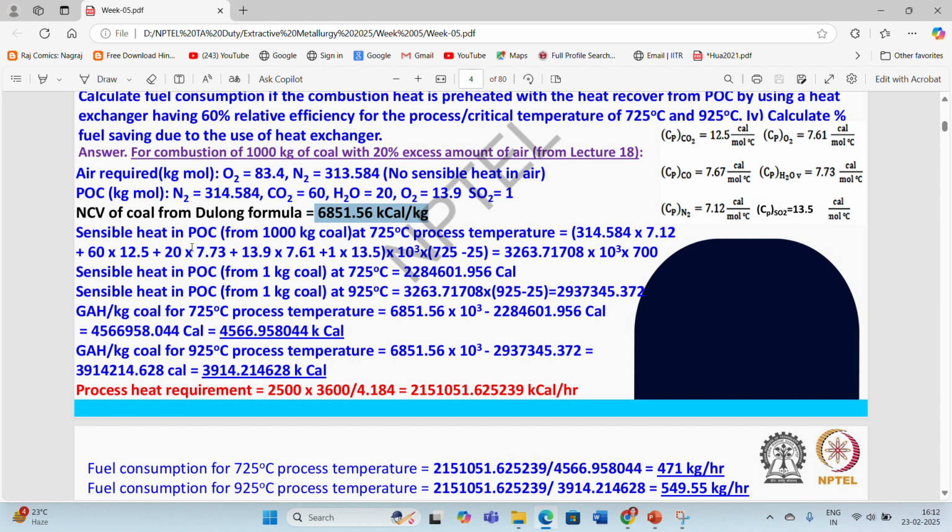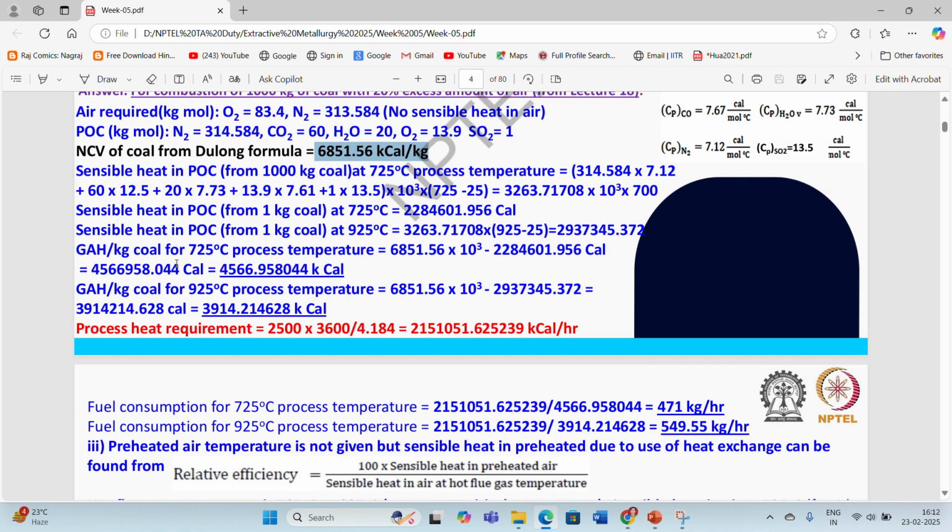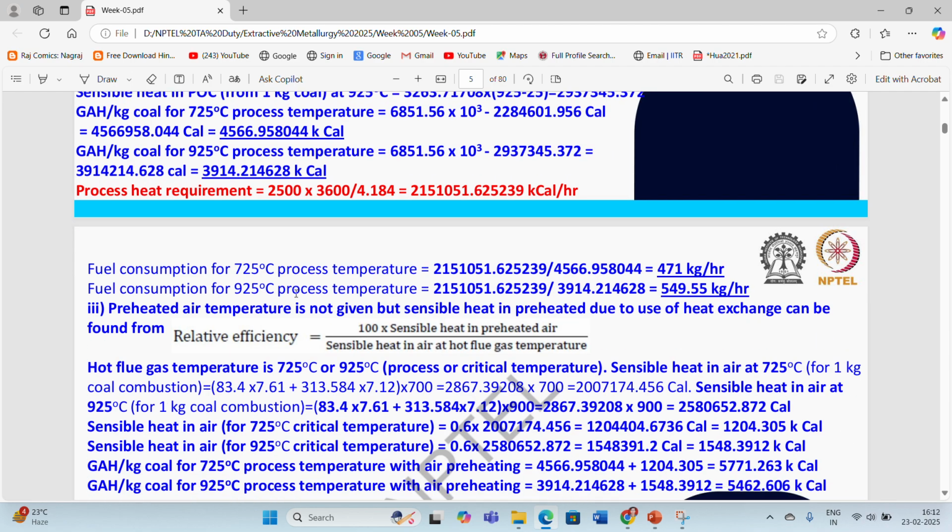So for that also we can use the empirical formulas we have learned in the previous week lectures. Then we can calculate the sensible heat based on these empirical formulas. Then sensible heat in POC from 1 kg coal. Then after that we can calculate the gross available heat for the particular operation at particular temperature. So gross available heat will be like NCV minus the sensible heat generated at 725 degrees Celsius and 925 degrees Celsius. So gross available heat we can calculate according to that.